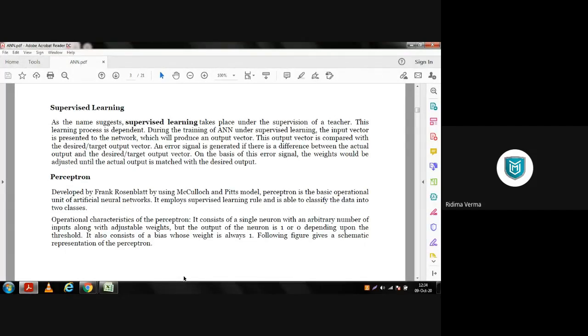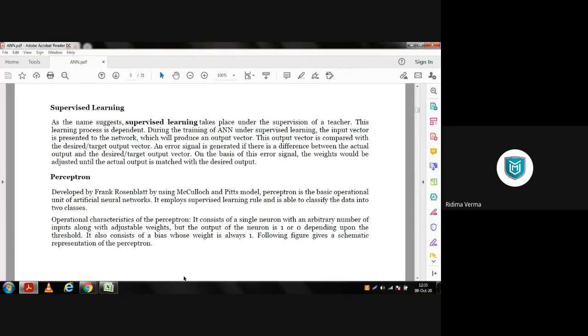Developed by Frank Rosenblatt using the McCulloch and Pitts model, the perceptron is the basic operational unit of artificial neural networks. It employs supervised learning rules and is able to classify the data into two classes. Operational characteristics of perceptrons are: it consists of a single neuron with an arbitrary number of inputs along with adjustable weights.